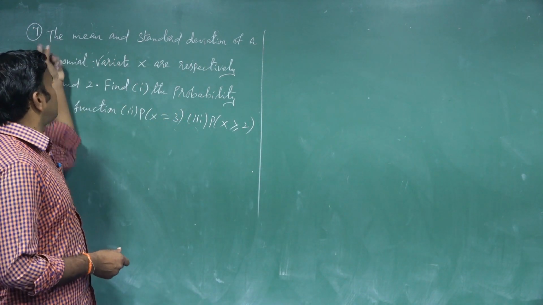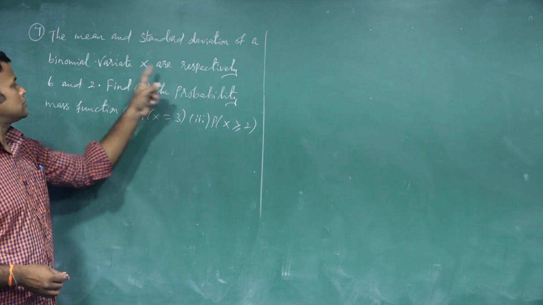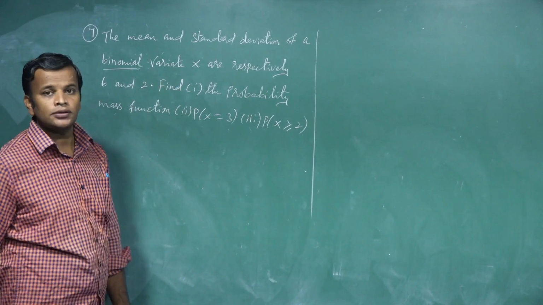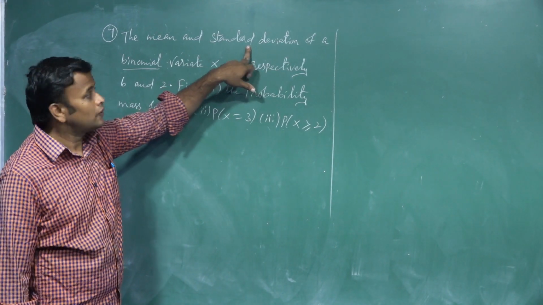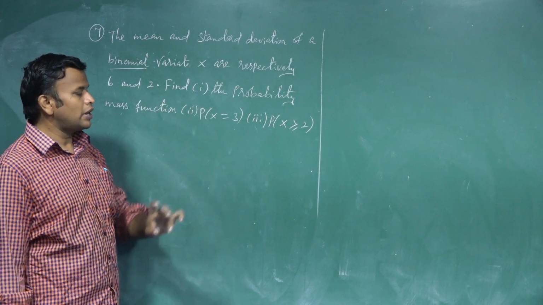The next one is 7. The mean and the standard deviation of a binomial variate x are respectively 6 and 2. Here there is no problem, the word binomial is involved. What is given is important: the mean, and not the variance but the standard deviation. The mean and standard deviation values are 6 and 2. Then 3 questions will be asked.